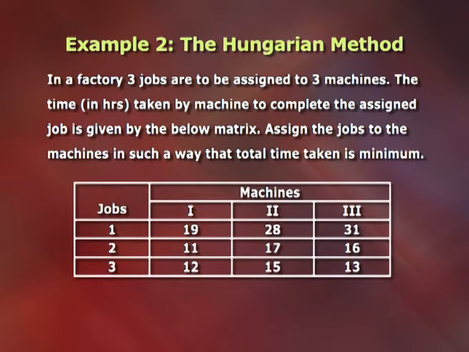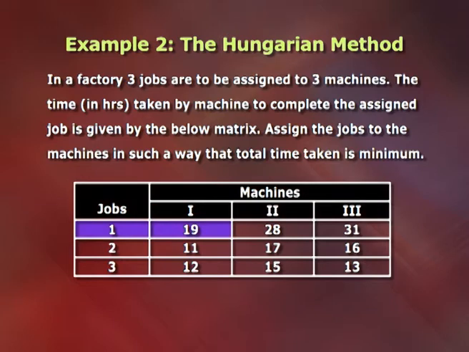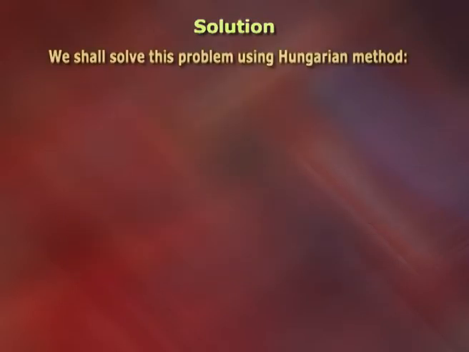This is the table that is given to you. This shows that if job 1 is assigned to machine 1, 19 hours are taken. If job 1 is assigned to machine 2, 28 hours are taken, and so on. The whole matrix is given. Solution. We shall solve this problem using Hungarian method.